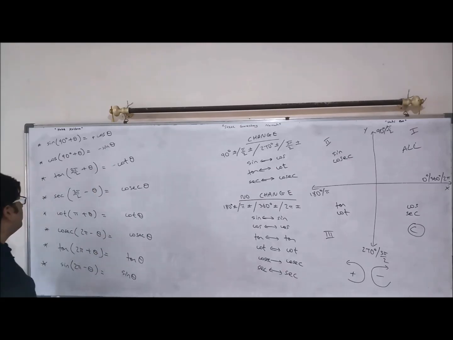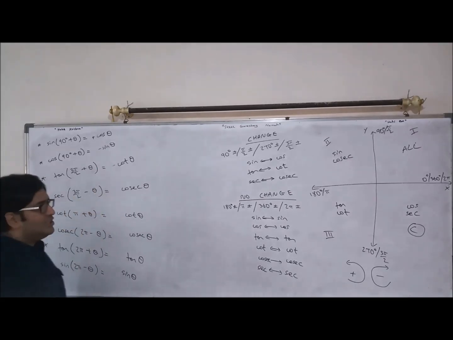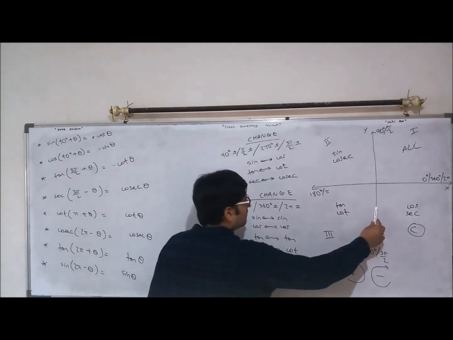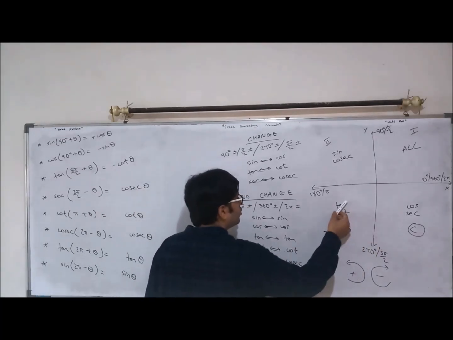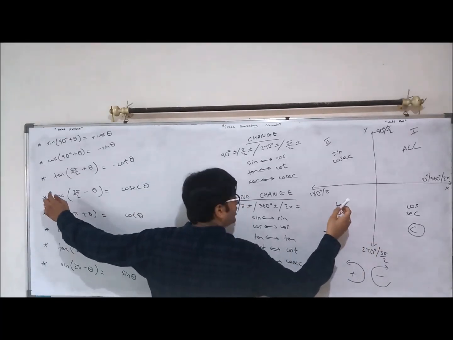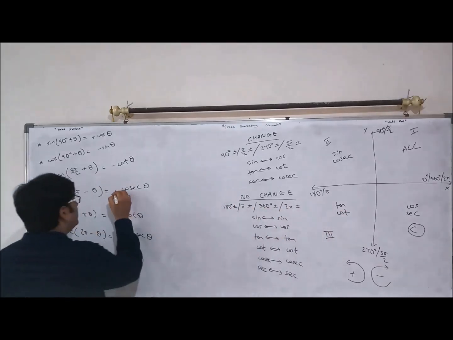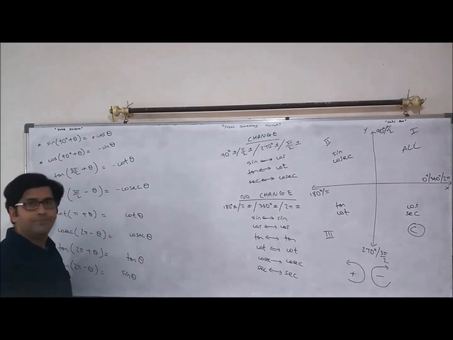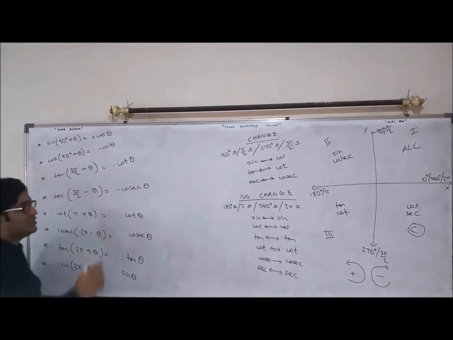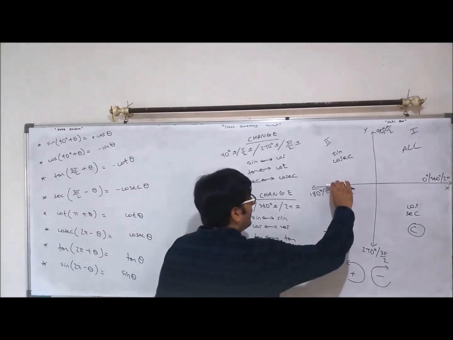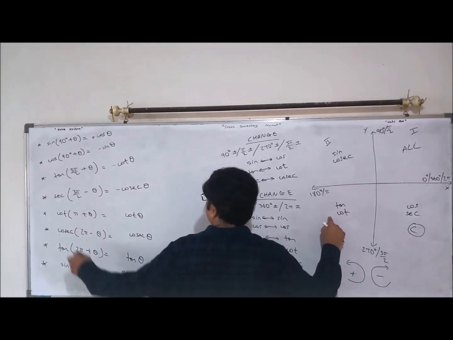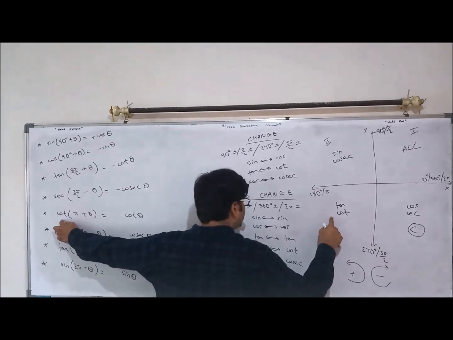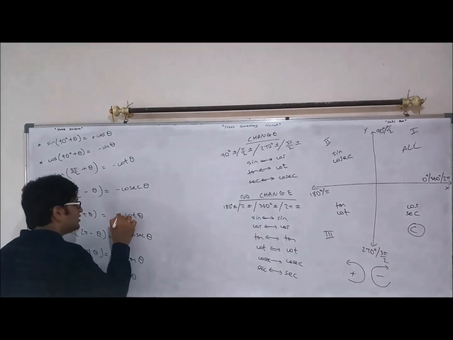Are you getting this? Okay. Sec 3 pi by 2 minus theta. 3 pi by 2 means you are here, minus means you are entering the third quadrant, where the sec function is negative, so that is why your answer is minus cosec theta. Okay. Cot pi plus theta. Pi plus, now you are going into the third quadrant, where the cot function is positive, so that is why your answer is plus cot theta.